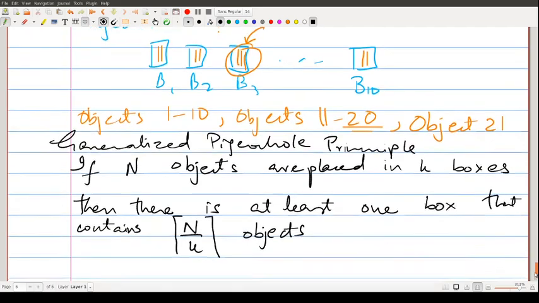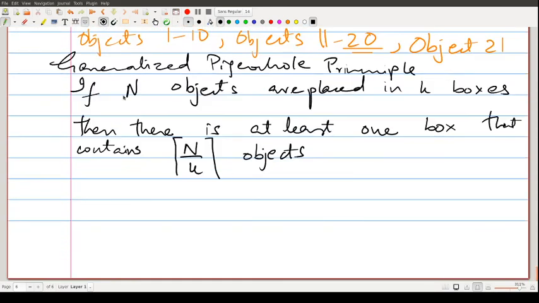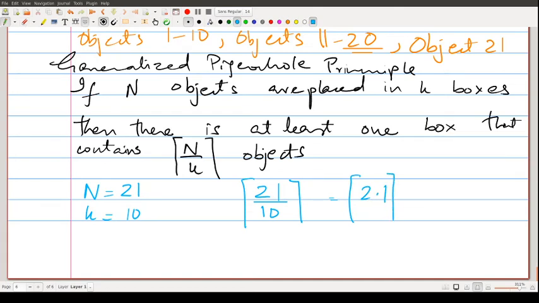And so if I use this principle in the statement above, I had n equals to 21 and I had k equals to 10, and so 21 upon 10 was something like 2.1, well, exactly 2.1. Then the ceiling of that number is 3. So at least one box will contain 3 or more objects, right?